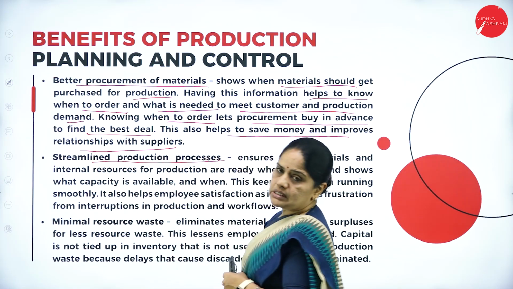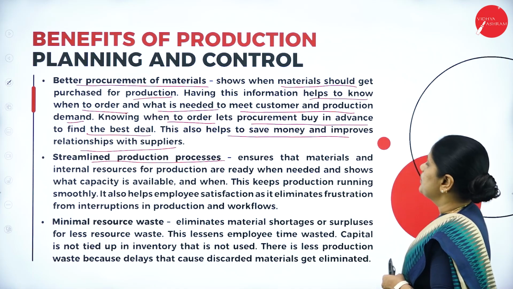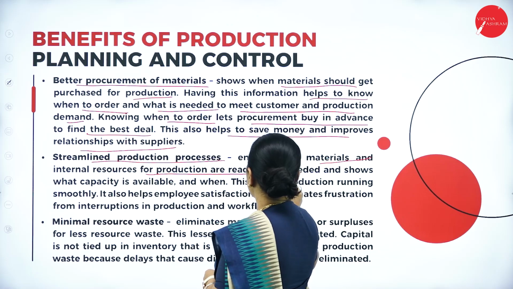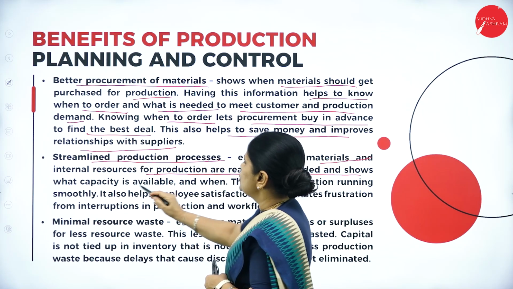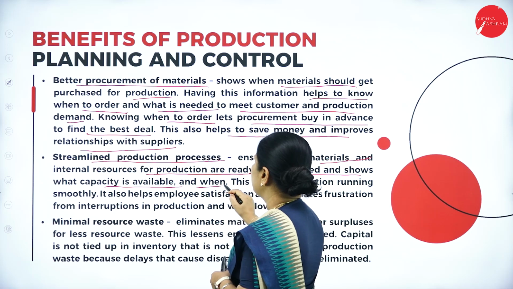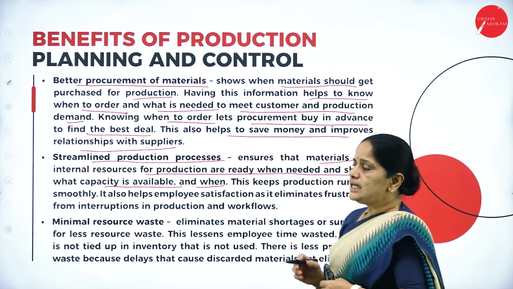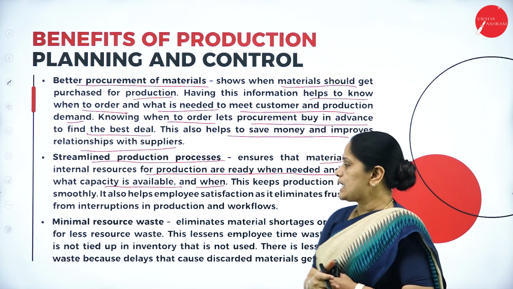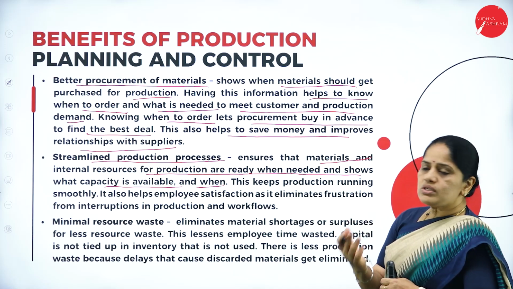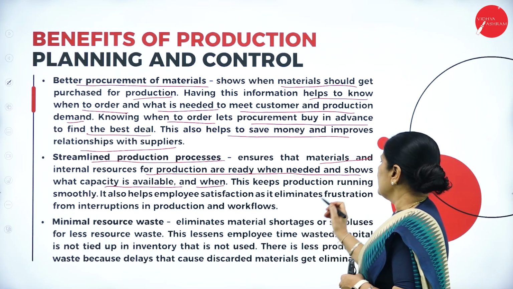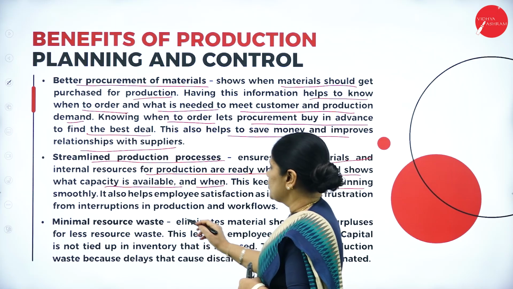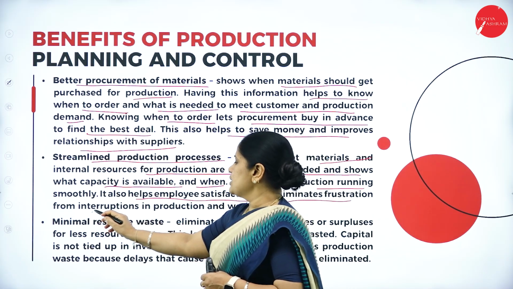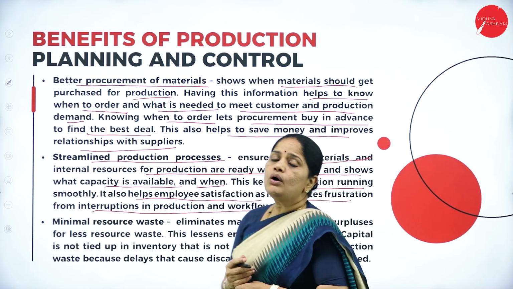Streamlined production processes. Now what is this streamlined production processes? It ensures that materials and internal resources for production are ready when needed and shows what capacity is available and when. So the internal resources for production are ready. So it will tell us when the resources are ready and when needed, and shows what capacity is available and when. So this keeps the production running smoothly. It helps employee satisfaction as it eliminates frustration from interruptions in production and workflows.